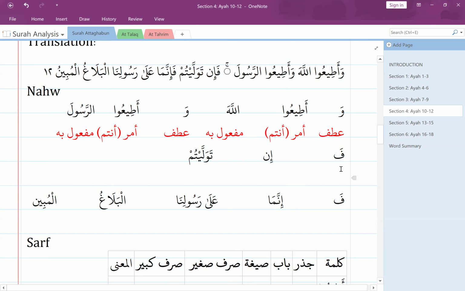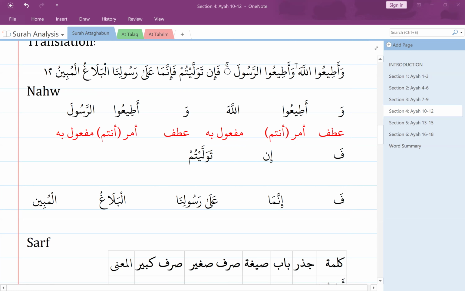If it's atuf, remember atuf shows the order of things. For example, if I say دخل أحمد فمحمد, Ahmad entered, then Muhammad. So one after the other. That's what fa atuf does. So if I say وأطيعوا الله وأطيعوا الرسول فإن توليتم as atuf, then I'm saying obey Allah, obey the messenger, then after that, توليتم. It doesn't make sense as atuf.